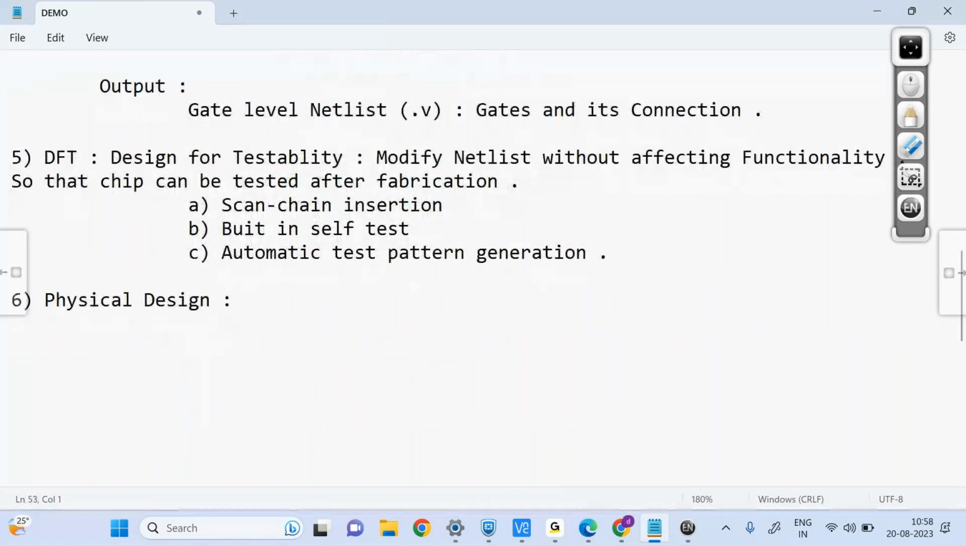So what is physical design? As I've already told, it is converting your gate level design to layout level design. Another name for layout is physical level design. That is called physical design.